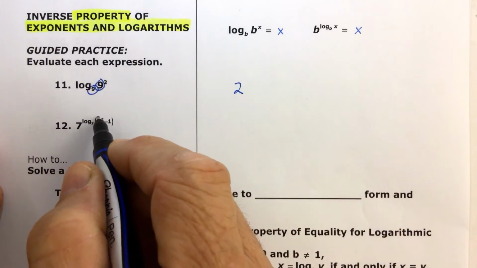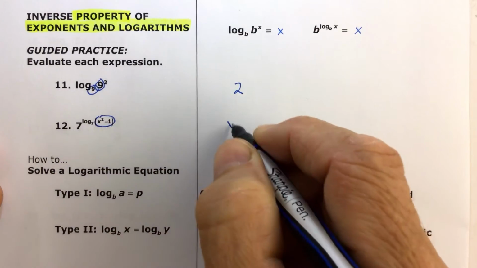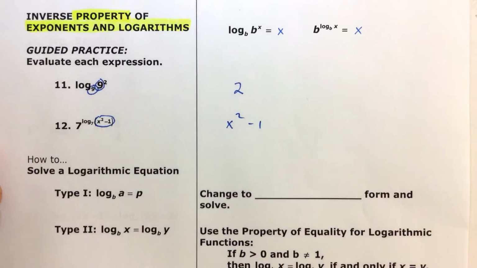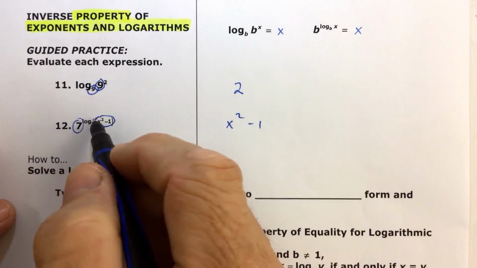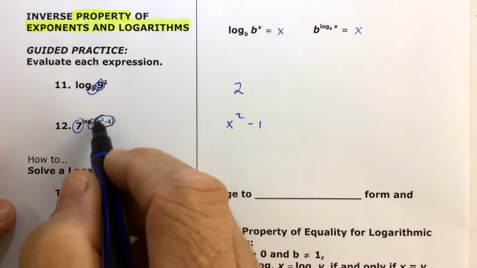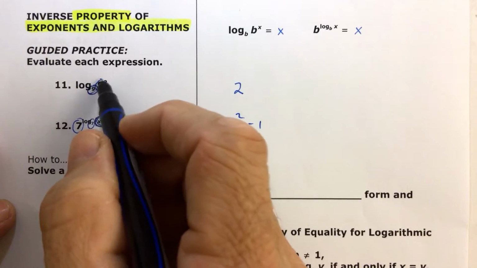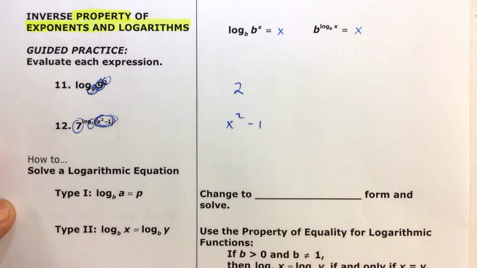7 to the log base 7 of anything is the anything. So that's how they work. When you see these two numbers the same, you just get what's left over. These two numbers the same, you get what's left over.